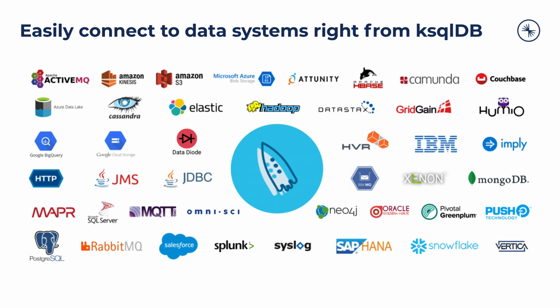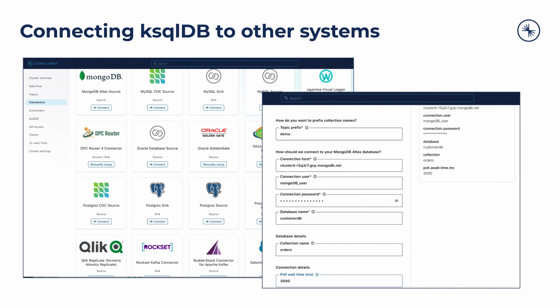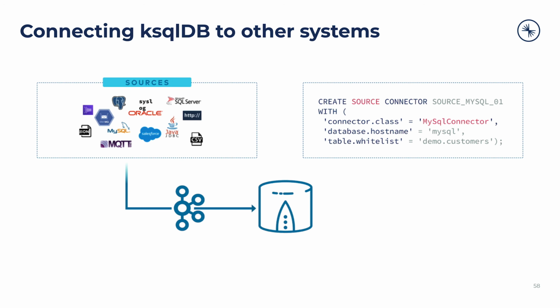We can also read data from and write data to a myriad of other systems, taking advantage of ksqlDB's integration with Kafka Connect. Confluent Cloud makes it easy to get data into and out of ksqlDB with fully managed connectors for many popular databases, analytics engines, and SaaS applications. For streaming data into ksqlDB, you can create a source connector.